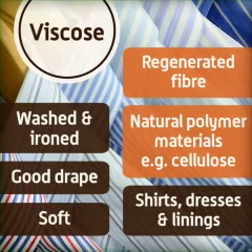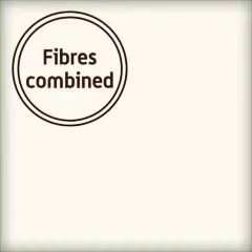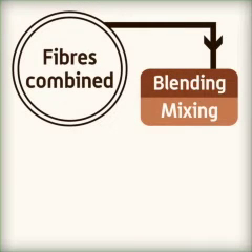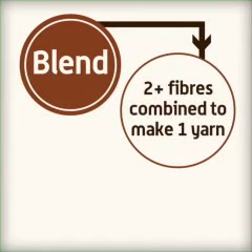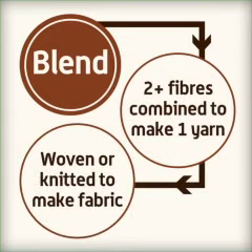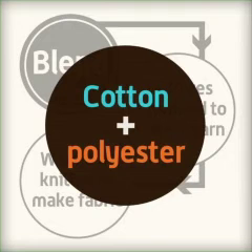It is used for shirts, dresses, and linings, as it can be washed and ironed, has a good drape, and is soft to handle. Fibres can be combined by blending or mixing so you can get the best properties of each fibre. You can blend fibres or mix yarns. A blend is 2 or more different fibres that are combined to make one yarn, which is then woven or knitted to make a fabric. For example, combining cotton and polyester fibres.